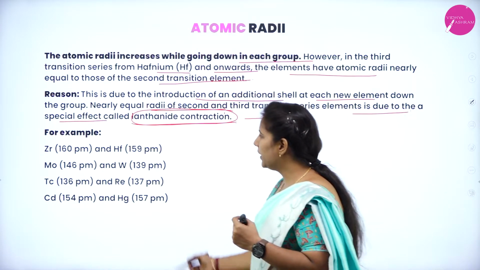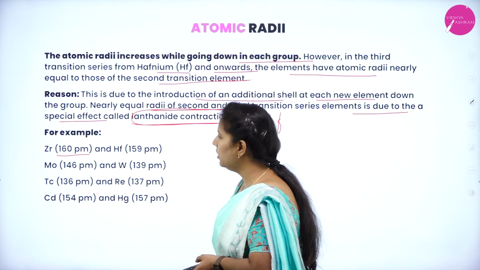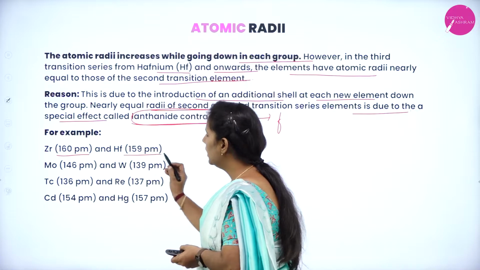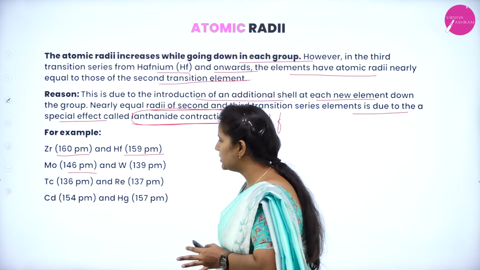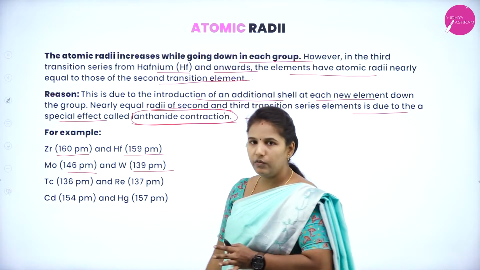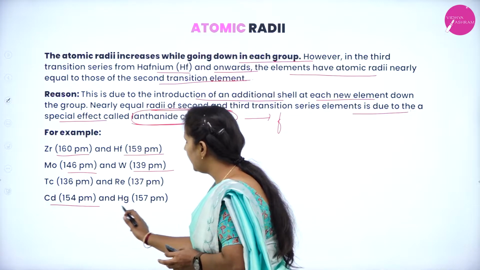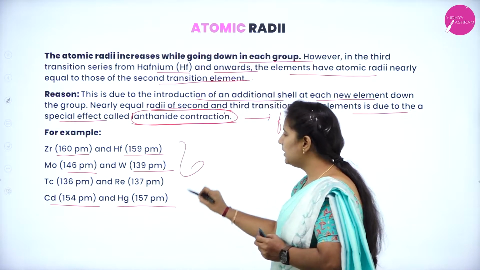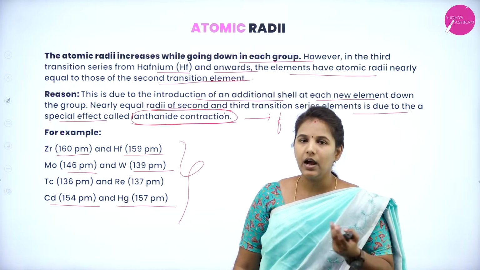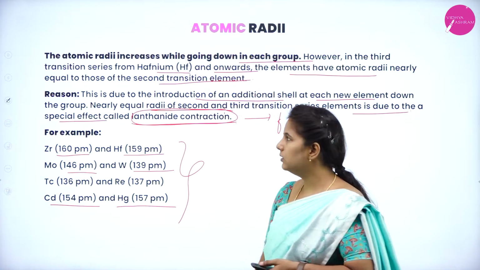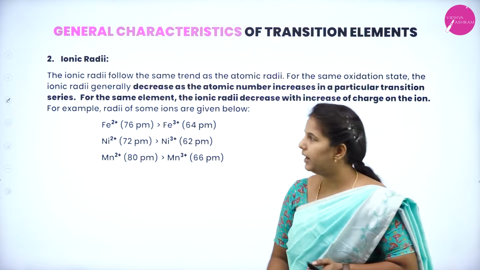Okay. Now you can see that zirconium has an atomic radius of around 160 picometer, then hafnium has 159. Similarly, molybdenum has 164, and vanadium has 139. Similarly, you can see this with cadmium as well as mercury. So, all these elements show similar atomic radii after hafnium. Okay. Next, we will see what ionic radii is.